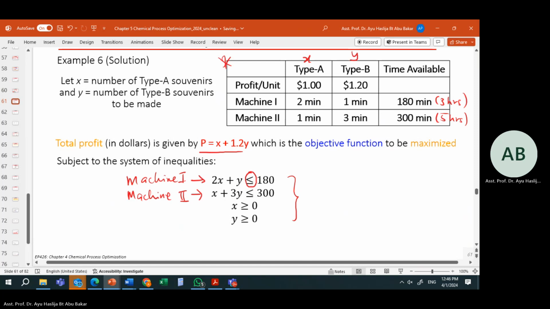Now X and Y here, why are they set as equal or larger than 0, not smaller than 0? Why do you think it must be 0 or larger?